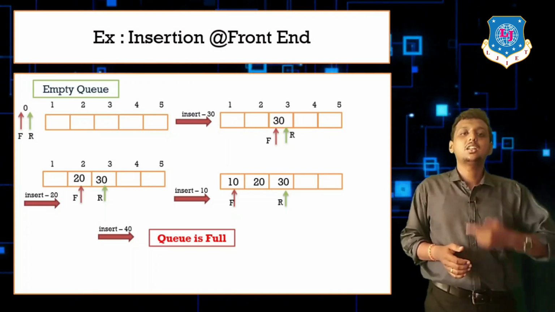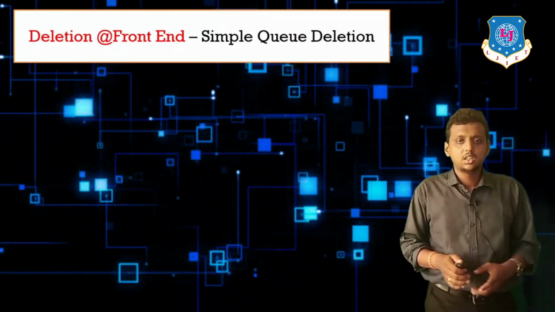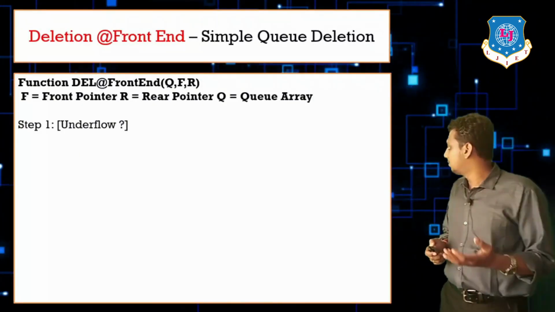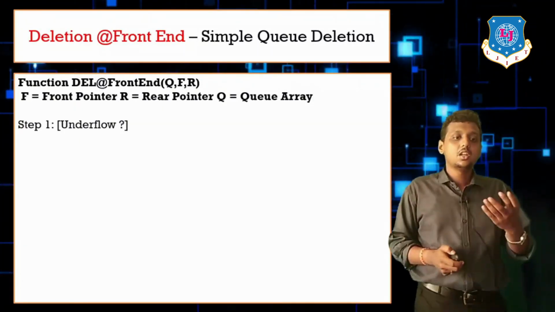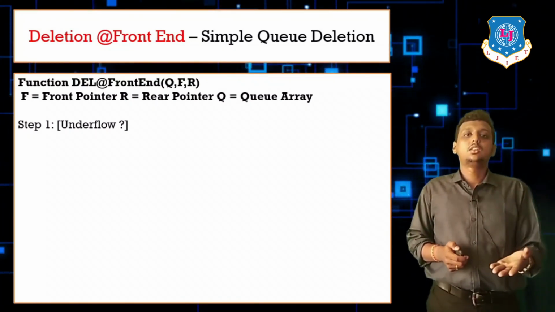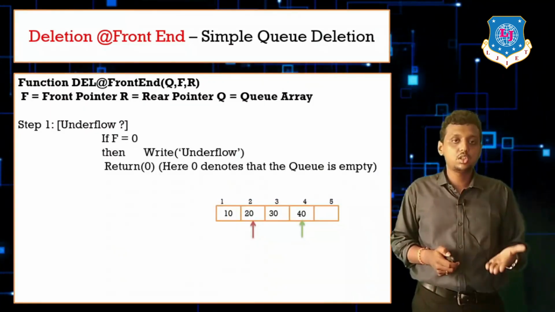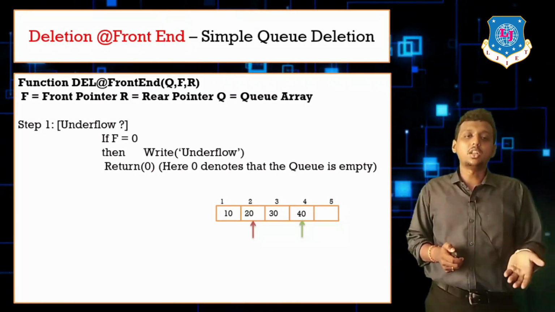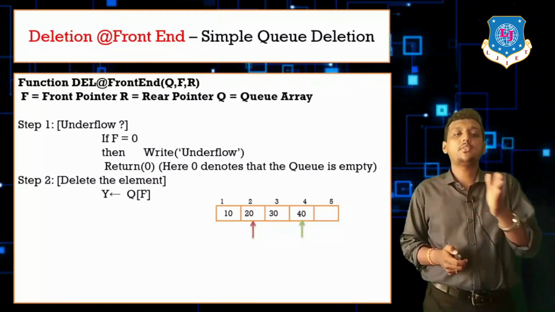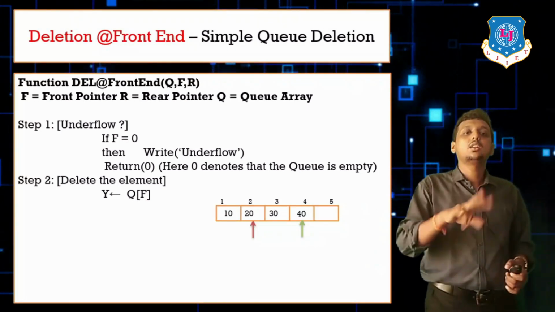Now let's take a next example. So students, let's take a next example which is deletion at front end, which is similar as the simple Q deletion. I'm not going to go in deep for this. So here it is, students. The thing is known as the deletion at front end. The parameters are q, f, r. First, check the underflow condition. If f is equal to 0, then just write the q is underflow and return 0. Then step number 2, if it's not like that, then assign the value q of f to y. We're just assigning the value q of f to y, and then what to do next?